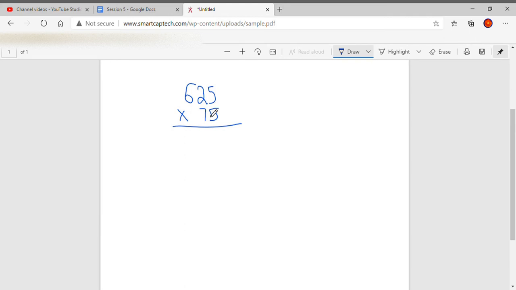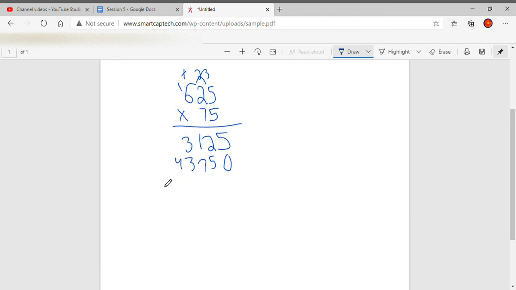Equals, okay, 5 times 5, 25. So 5 times 2, 10, plus 2, 12. Now 5 times 3, 5 times 6, 30, plus 1, 31. 0 as a placeholder. Now 7 times 5, 35. Then 7 times 2, 14. 14 plus 3, 17. 7 times 6, 42. 42 plus 1, 43.